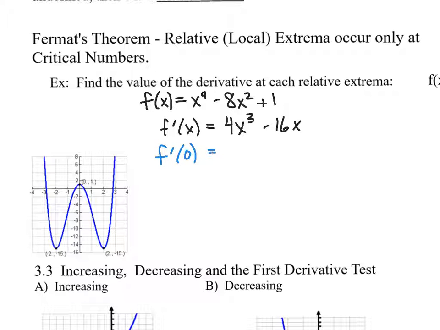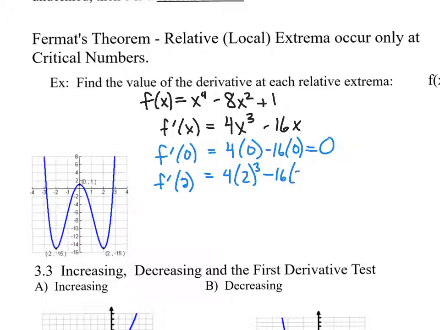When I substitute 0 into my derivative, I of course am getting 4 times 0 minus 16 times 0, and I see that the derivative turns out to be 0. That tells me that 0, 1 is a critical point. X equals 0 is a critical number because the derivative at 0 is equal to 0. Let's do the same thing for the derivative at the number 2. So we're going to say 4 times 2 cubed minus 16 times 2. That's giving me 4 times 8, which is 32, minus 32, which also gives me a derivative of 0.